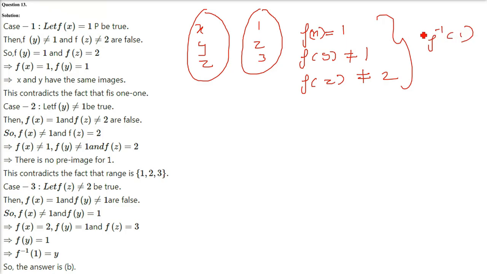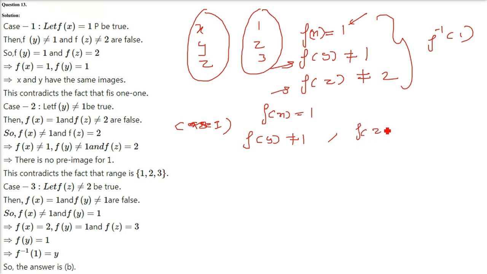So we will take the cases. One is okay, two are not okay every time. So we'll take step by step. We'll take 3 cases. Case 1: let us assume the first one is true, f(x) is equal to 1. When f(x) is 1, f(y) not equal to 1 and f(z) not equal to 2 have to be false. So let us make them true: f(y) is equal to 1 and f(z) equals 2. This is your true version.